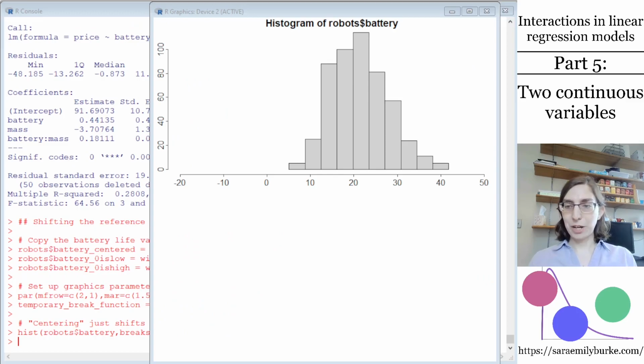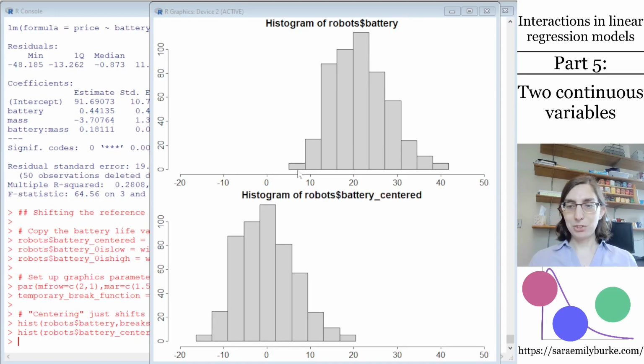Here is a histogram of the original battery variable. This shows the original units of the battery variable in hours. And on the bottom is a histogram of the centered version of the battery variable that I calculated. I subtracted the mean battery life from every value of battery life. And what it did is shift the whole distribution of battery life downward so that 0 now falls right at the mean. These units can be thought of as discrepancies from the mean. A robot with 10 on battery centered has 10 hours above average battery life, and a robot with -10 has 10 hours below average battery life.